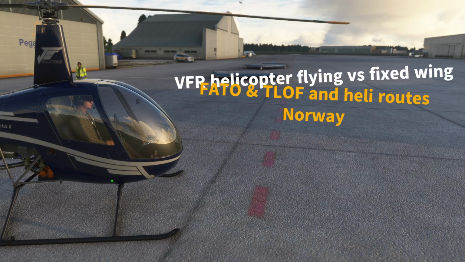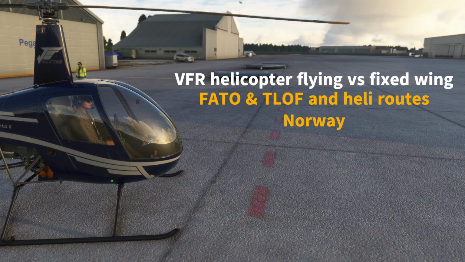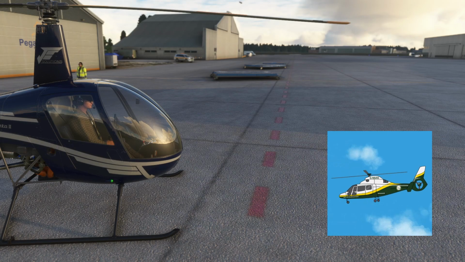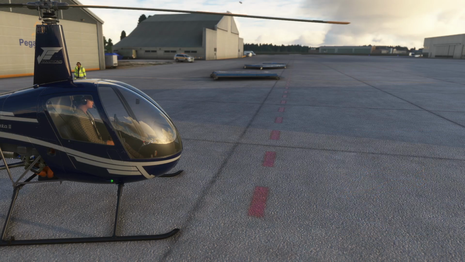Hi there, folks. Today I wanted to touch upon a topic about helicopter flying versus fixed-wing GA flying in the simulator. Flying helicopters is a lot of fun, and in most cases the same principles apply as for VFR general aviation fixed-wing aircraft. But there are some key differences, especially related to the takeoff and the landing phase of the flight.